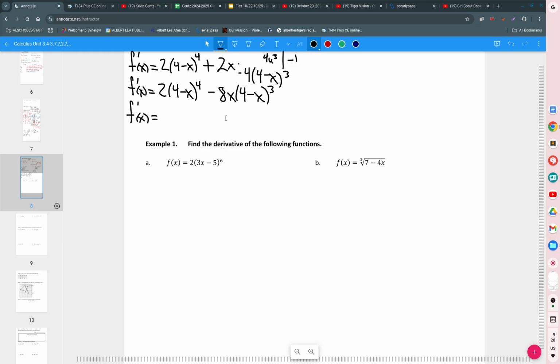What common factor can you take out of each of these? A 2. And what else? The 4 minus x. The 4 minus x cubed. Does everybody agree that each of these has a factor of 2 and each of these has a factor of (4 minus x) cubed? So what do you get if you take out a 2 and a (4 minus x) cubed out of that? Good.